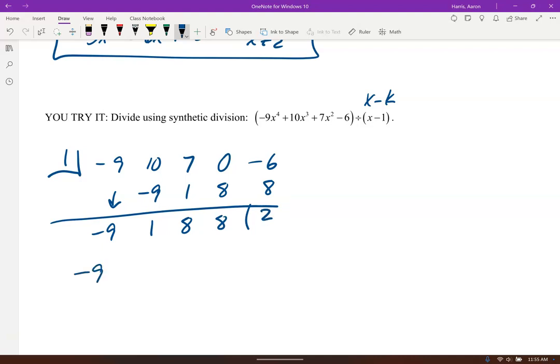So negative 9, 1 degree less. I started with x to the 4th, so it'll be x to the 3rd, 1x squared, 8x plus 8, plus that remainder right there in the box over our divisor.